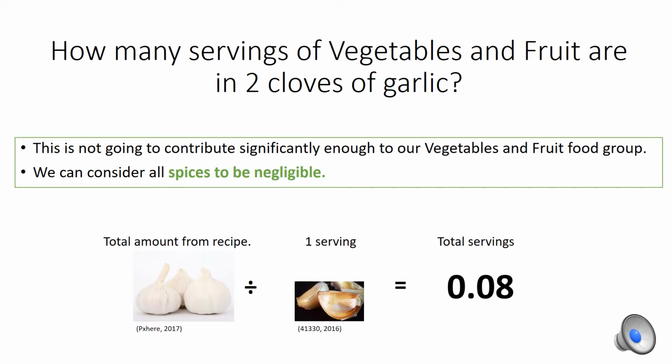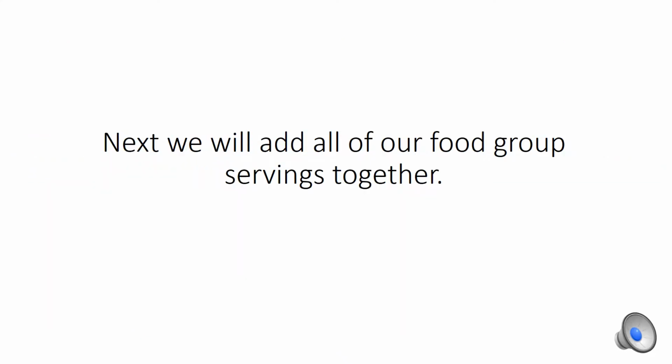How many servings of vegetables and fruit are in 2 cloves of garlic? This is not going to contribute significantly enough to our vegetables and fruit food group. We can consider all spices to be negligible. Now that we have calculated our servings, our next step is to add all of our food group servings together.